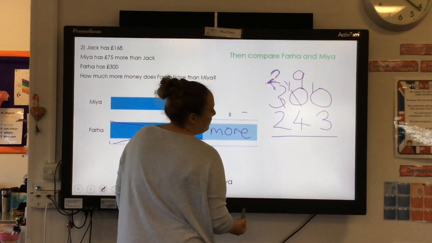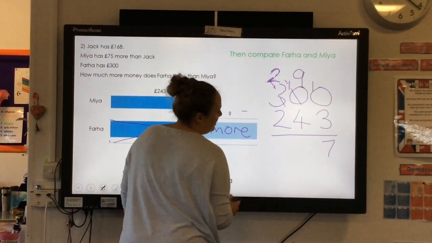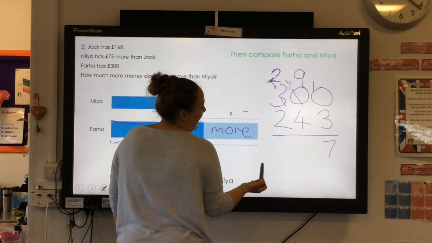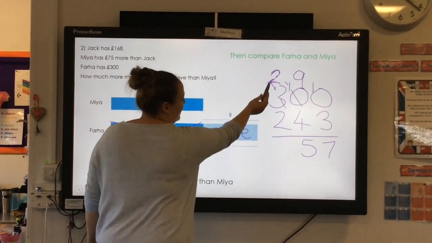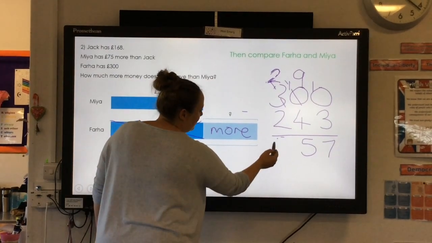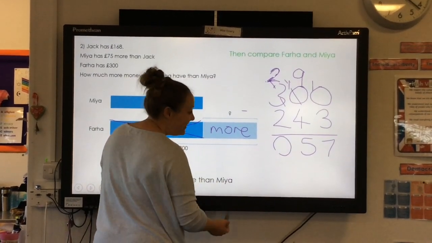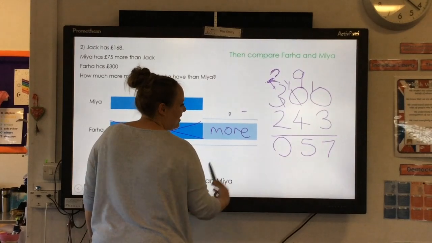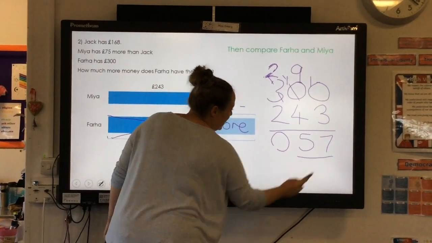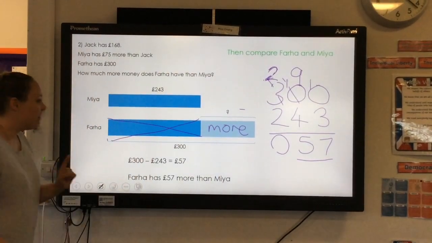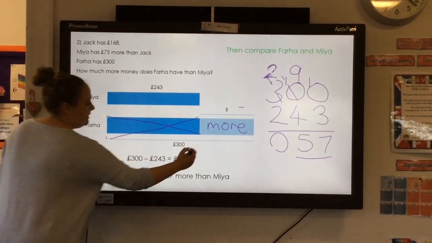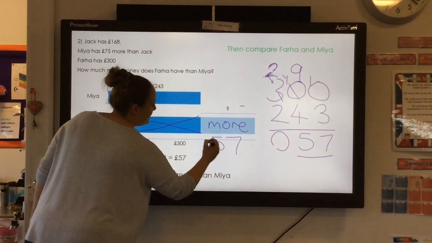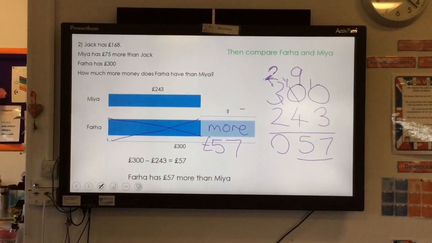10 ones take away 3 ones is 7. 9 tens take away 4 tens is 5. And 2 tens take away 2 tens, 2 hundreds take away 2 hundreds is nothing. So we are left with just 57. So Farah has 57 more pounds than Maya. This part here is 57 pounds.